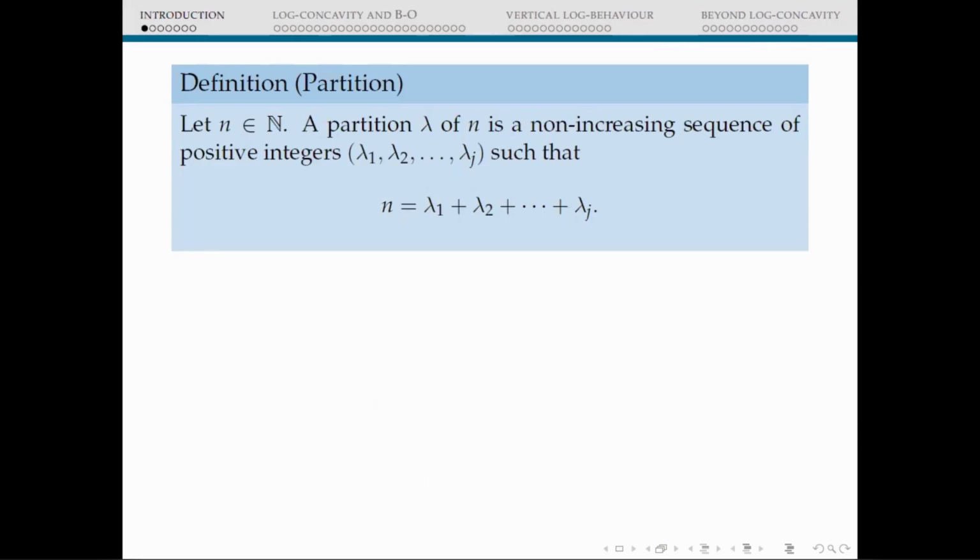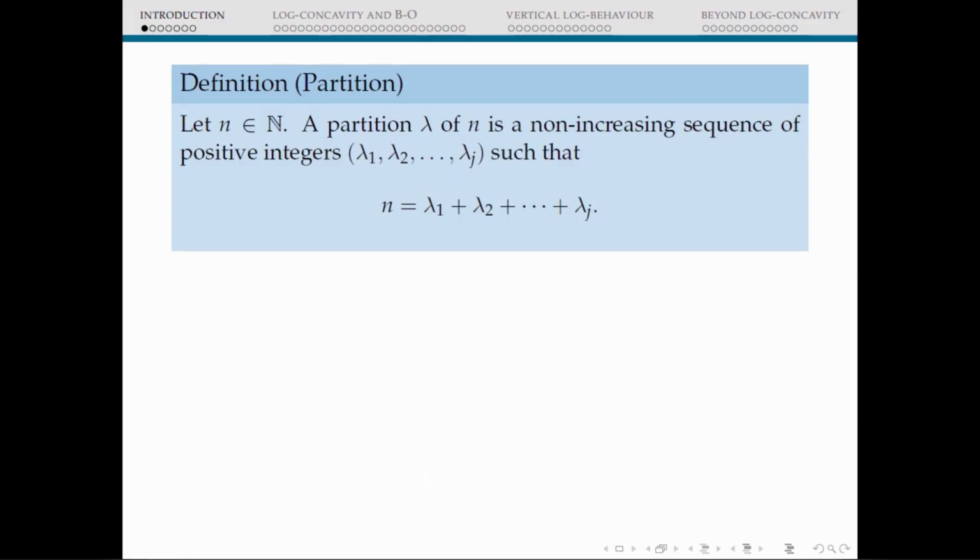So by a partition of a non-negative integer n, we mean any sequence of positive integers such that the sum of its elements is equal to n, and we assume that the elements in the sequence are in non-increasing order. This is a difference between partitions and compositions, where the order of summands plays a role.